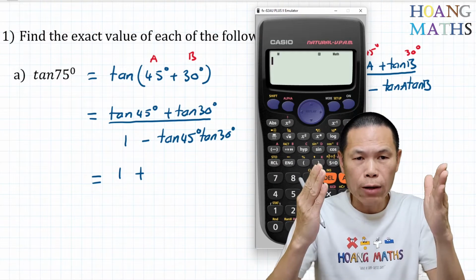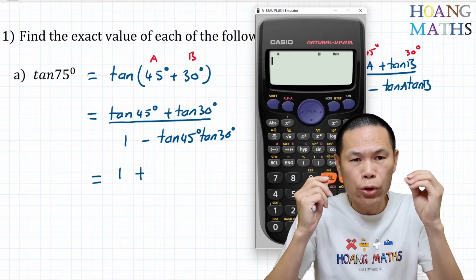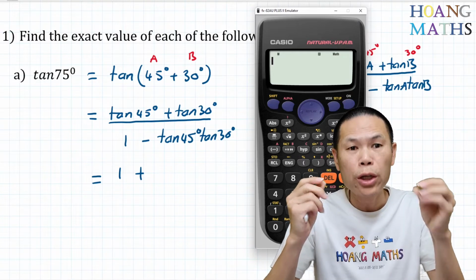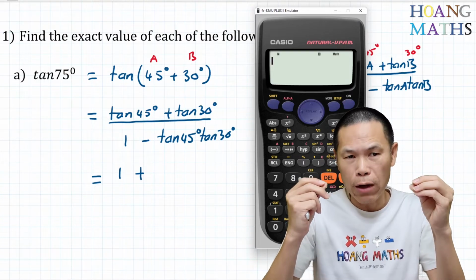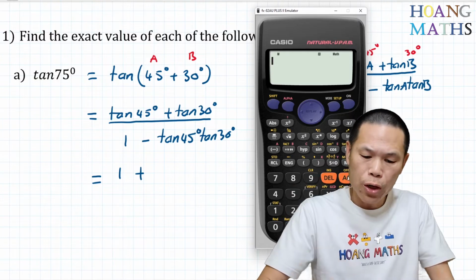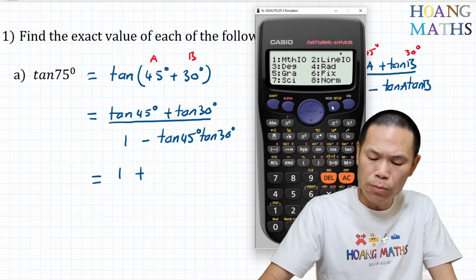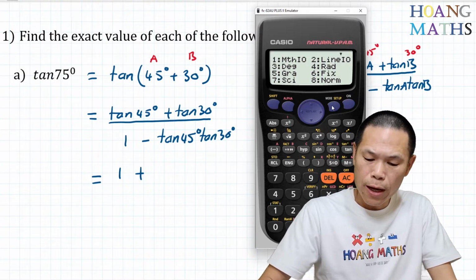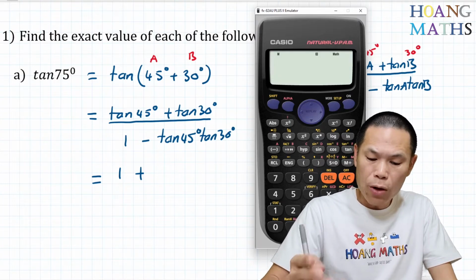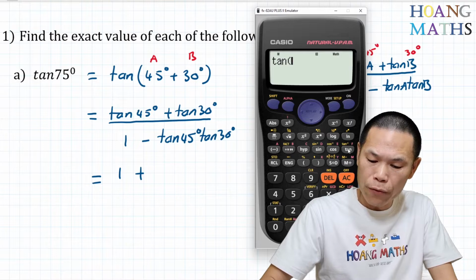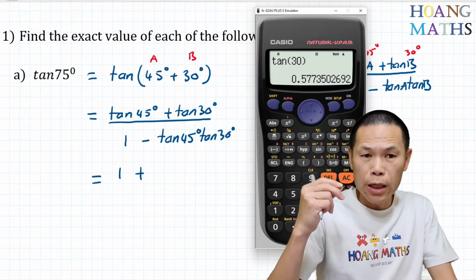To put it in a calculator, first of all, we need to change the calculator into degree mode. If your calculator is in radian, you need to go shift, setup, and we go to degrees mode, which is option 3. I press 3. Now I'm just going to press tan of 30 degrees. That will give me an irrational number.